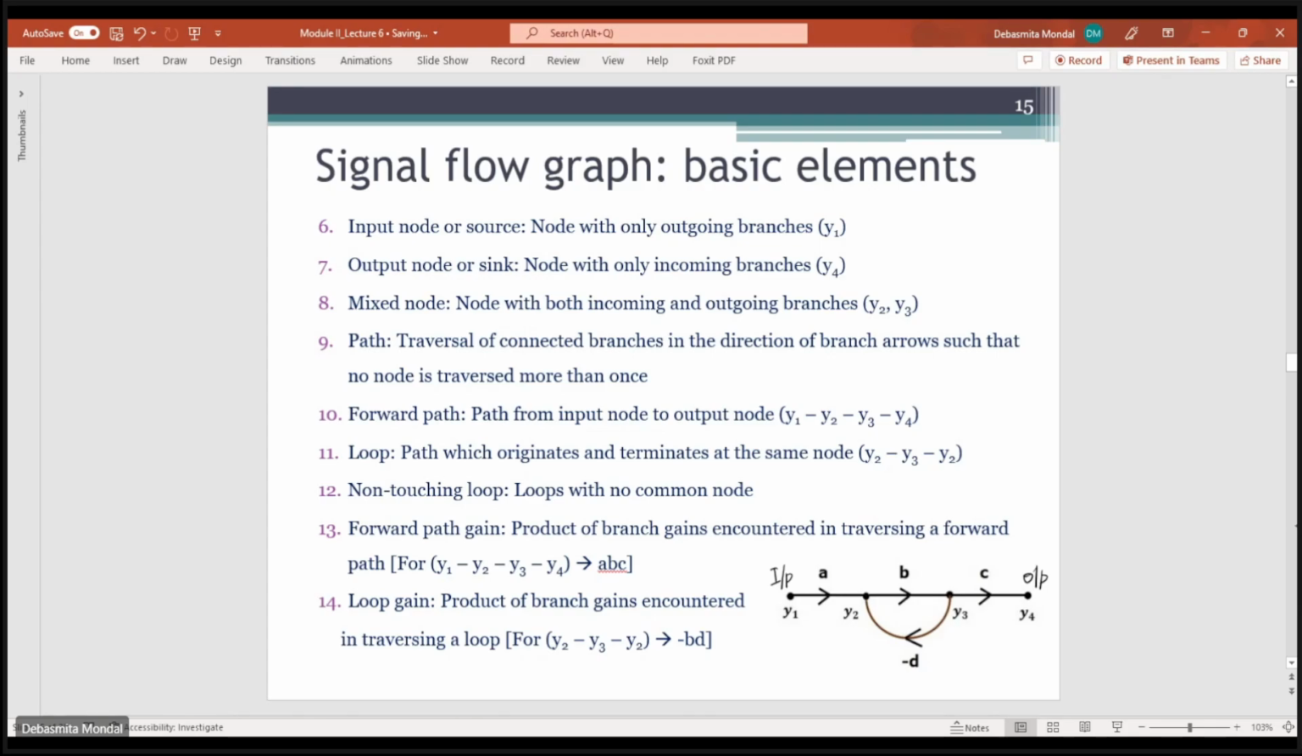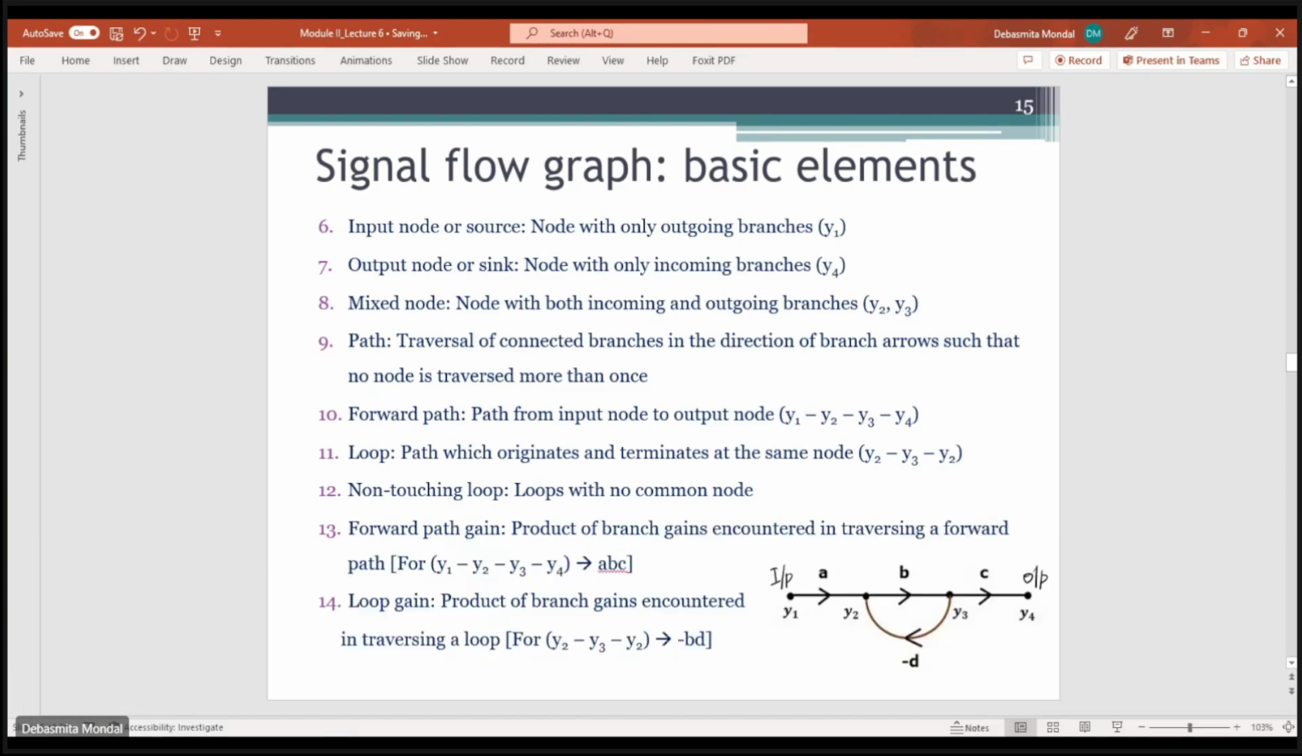Now, what does a loop mean? If a path originates and terminates at the same node, then it is called a loop. Let's say a path starts from y2, moves to y3 and then comes back to y2, following exactly the direction of the branch arrows. That completes one loop: y2, y3 and back to y2 consists of one loop.